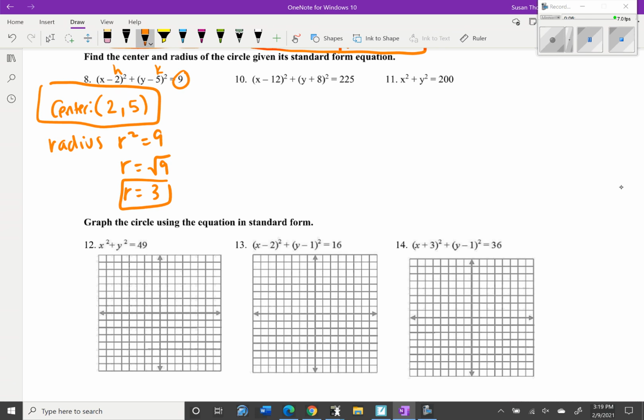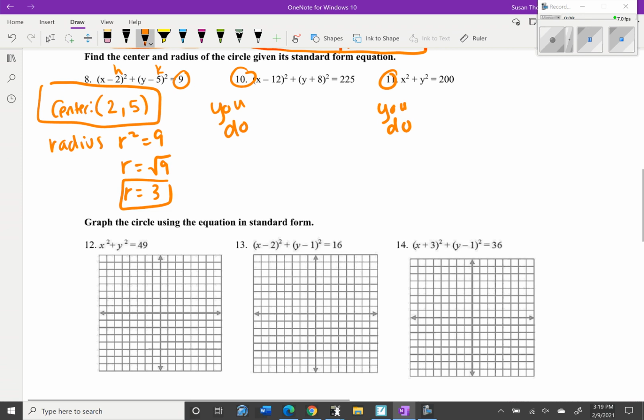Then if we look at the same thing for number 10, why don't you guys do this one and do this one. And then again, you can check your answers using the notes key.